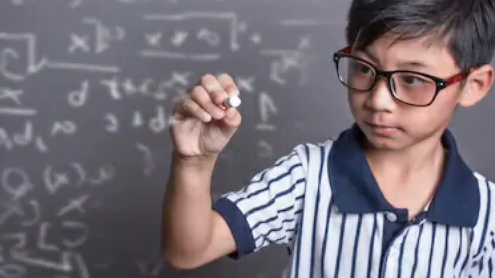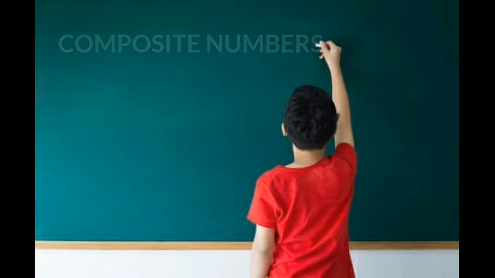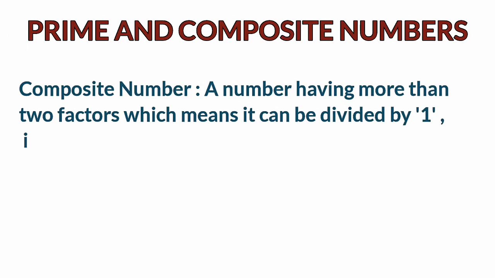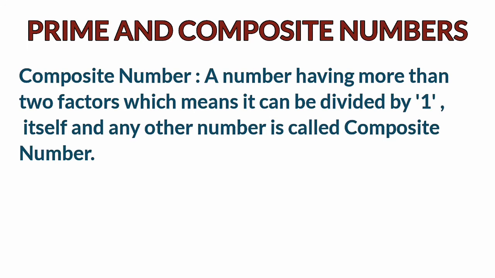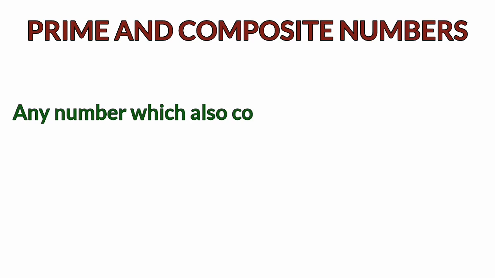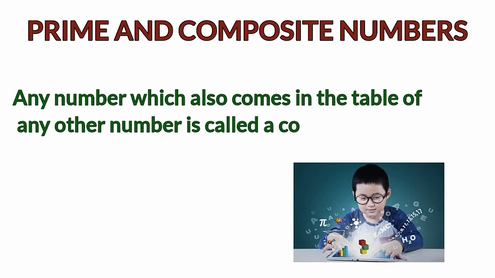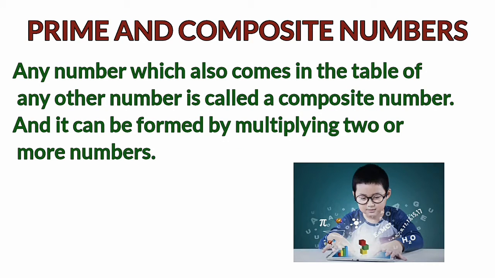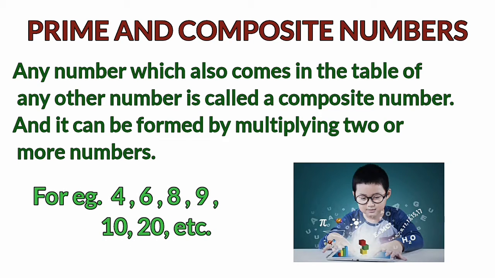Next one is composite numbers. Composite number. A number having more than two factors, which means it can be divided by 1, itself and any other number, is called a composite number. Or we can say that any number which also comes in the table of any other number is called a composite number, and it can be formed by multiplying two or more numbers. For example, 4, 6, 8, 9, 20, etc. These are the composite numbers.